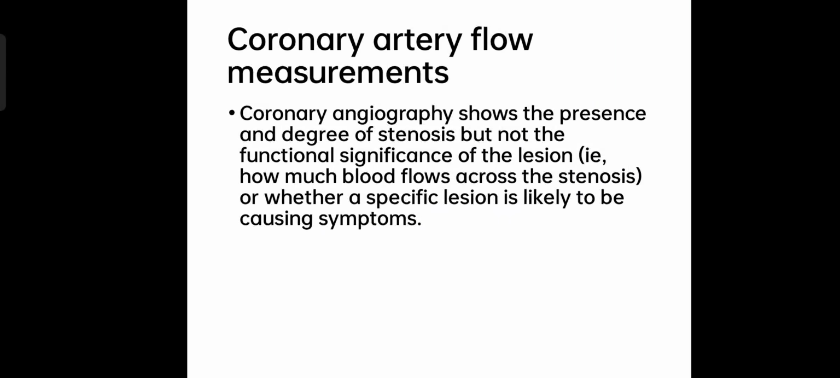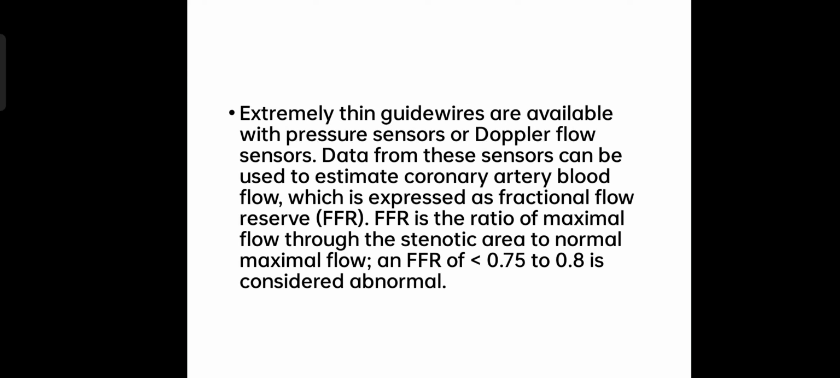Coronary artery flow measurement. Coronary angiography shows the presence and degree of stenosis, but not the functional significance of the lesion, or whether a specific lesion is likely to be causing symptoms. Extremely thin guidewires are available with pressure sensors or Doppler flow sensors. Data from these sensors can be used to estimate the coronary artery blood flow, which is expressed as fractional flow reserve. Fractional flow reserve is the ratio of maximal flow through the stenotic area to normal maximal flow.